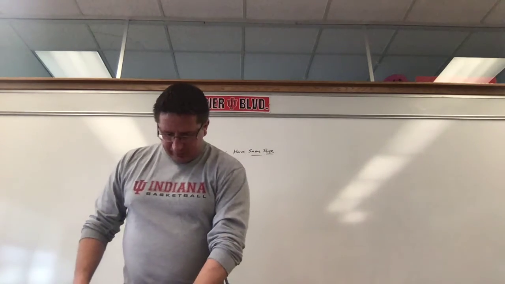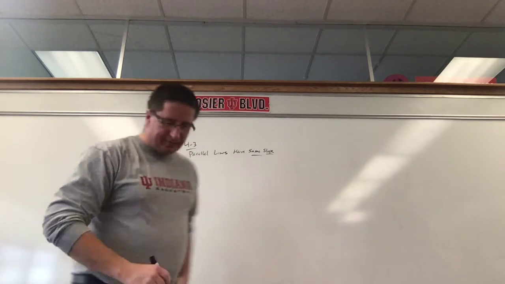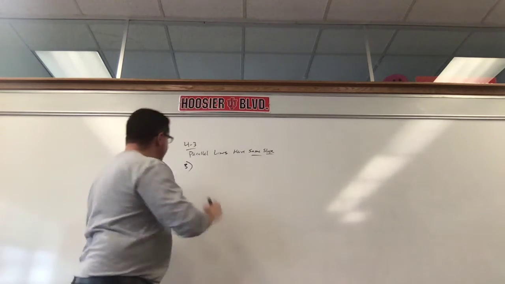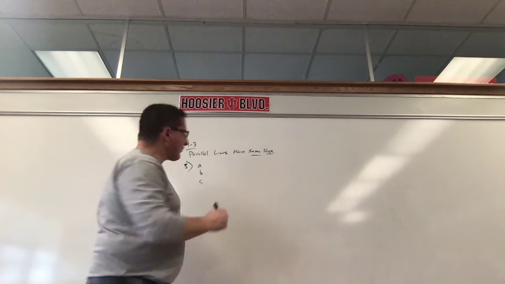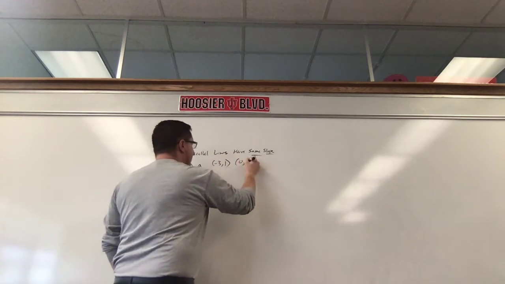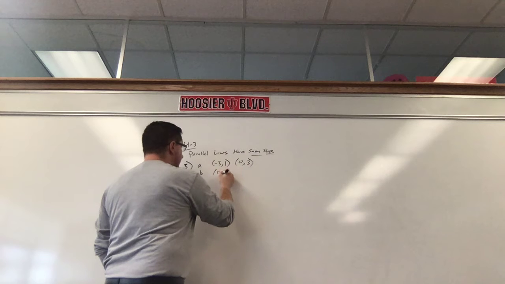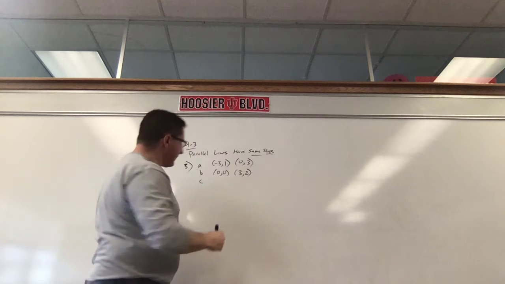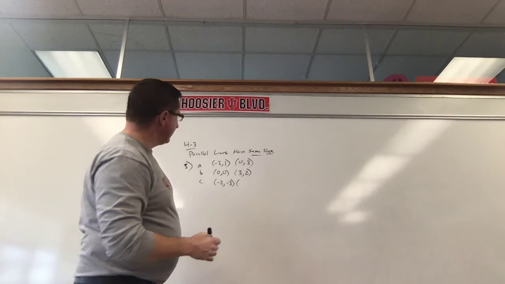On question 3, they give us a picture of 3 lines, and each line is labeled: line A, line B, and line C. They give us a couple points. For line A, they give us the points -3, 1 and 0, 3. For line B, they give us the points 0, 0 and 3, 2. And for line C, they give us -2, -3 and 3, 0.